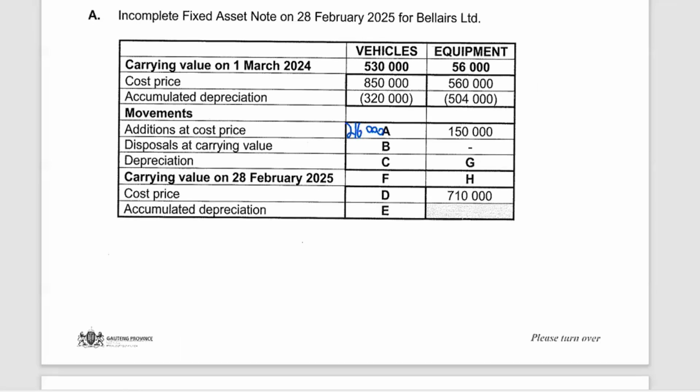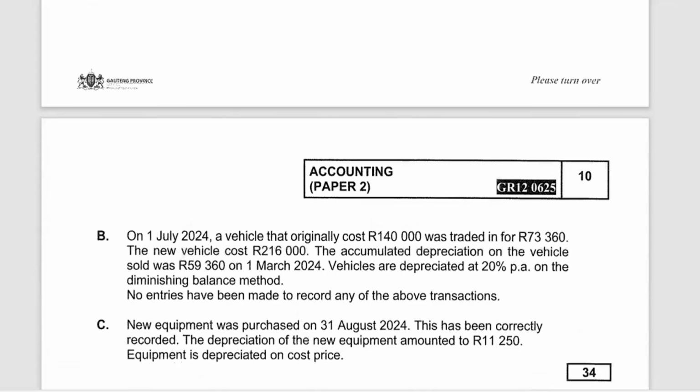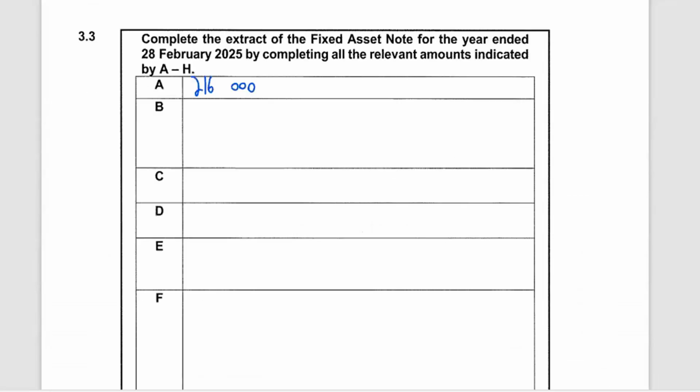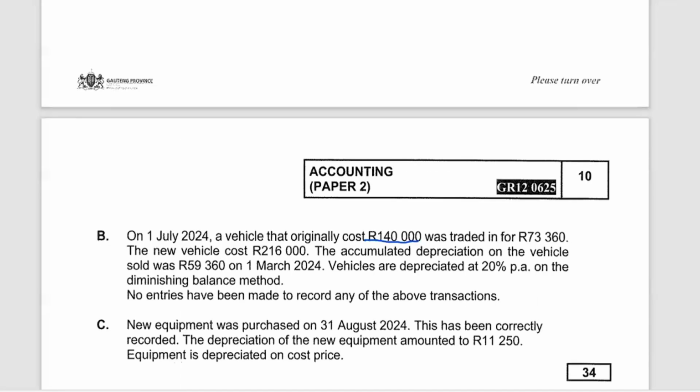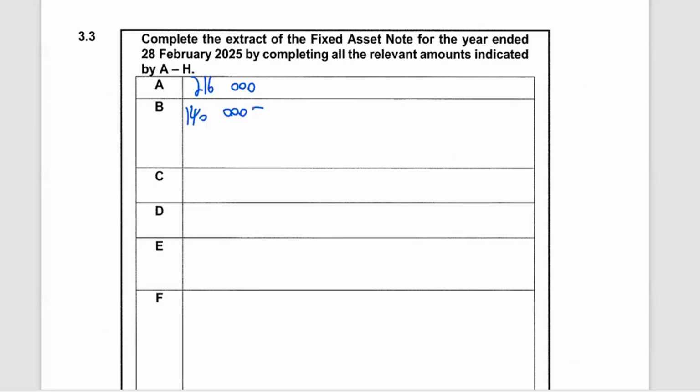Then B, we are supposed to calculate our disposals at carrying value. So now, how much is the cost price of the vehicle that you have sold? It's 140,000. So we're going to say 140,000, which is the cost, minus the accumulated depreciation. The accumulated depreciation at the beginning of the year, it was 59,360. So minus 59,360. We get our carrying value.